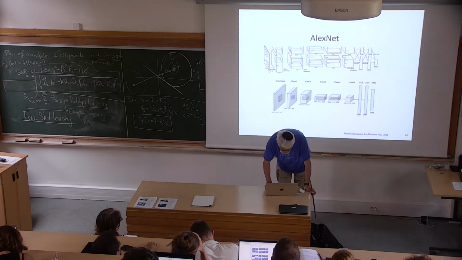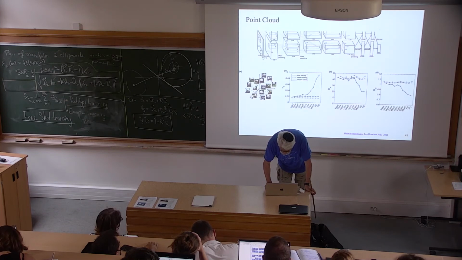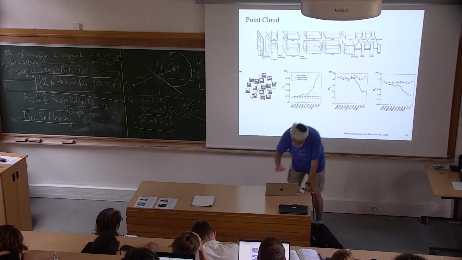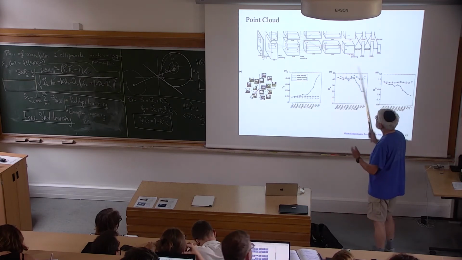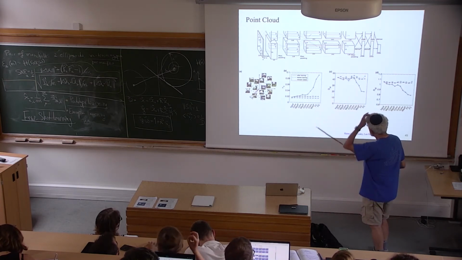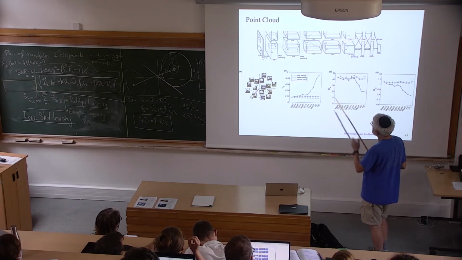Okay, so this is ImageNet. You all know about it. So let me just briefly give you examples of how we do what we do. This is an example of taking AlexNet and using manifolds simply as a point cloud.